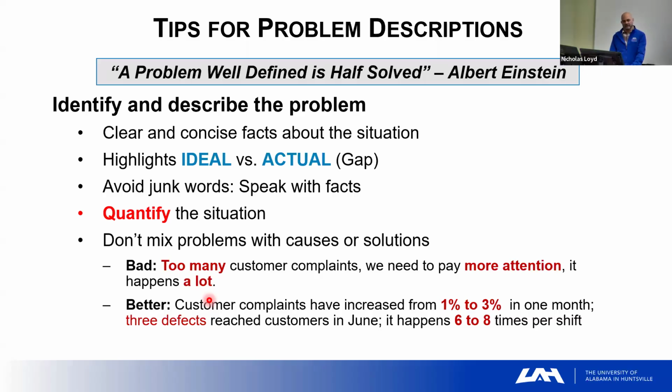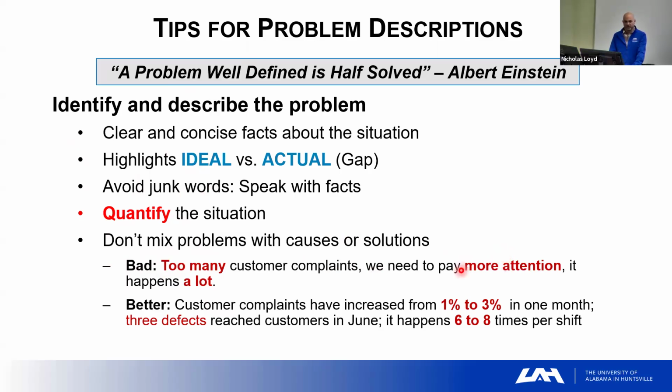So a proper problem description does not have junk words. By junk words, I mean subjective things. So here's a bad problem statement. We have too many customer complaints. I don't know how many too many is, how much that is. We need to pay more attention. I sure don't know how much more attention is.